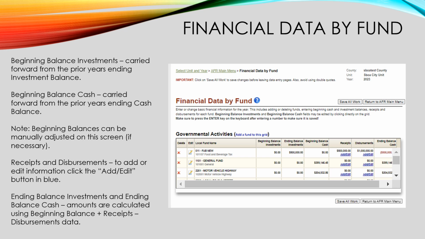The fund names and beginning balances will roll forward from the previous year. You can modify the beginning balances if necessary by clicking on the amount and editing it. To enter receipts and disbursements, click the Add Edit button, and a screen with all the categories of receipts and disbursements will appear. I'll demonstrate this in the app later. The ending balances are calculated automatically based on beginning balance plus receipts less disbursements.